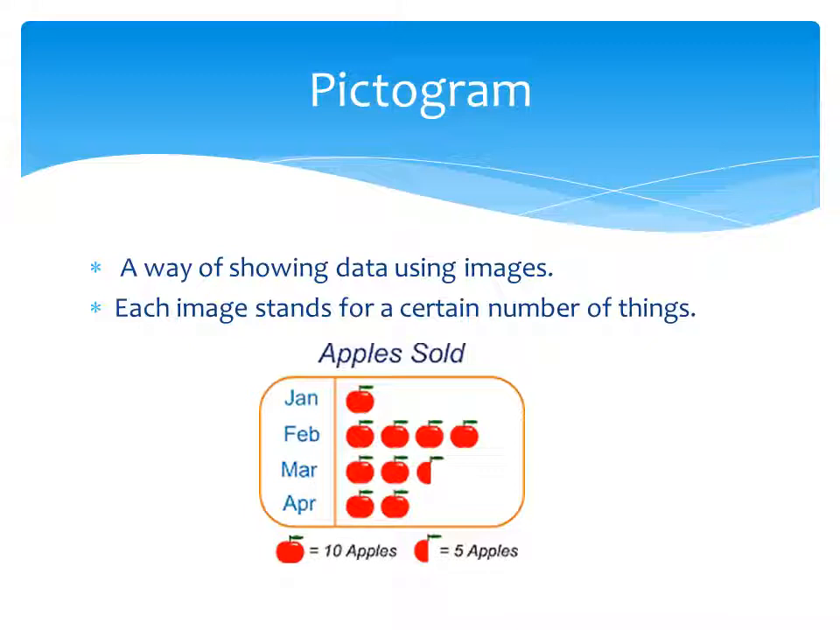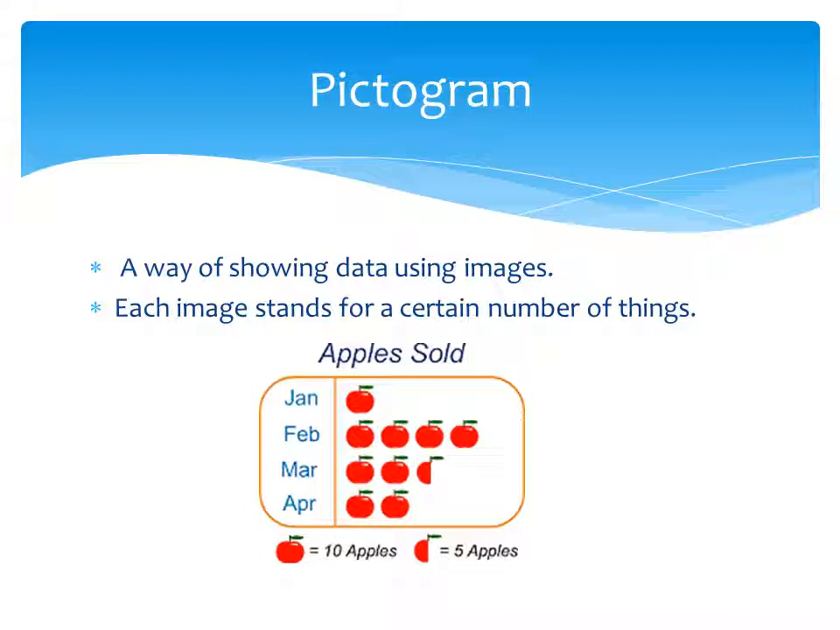Here in a pictogram, the key is very important. They show us the key under the pictogram. They told us that one apple represents 10 apples and half an apple represents 5 apples.